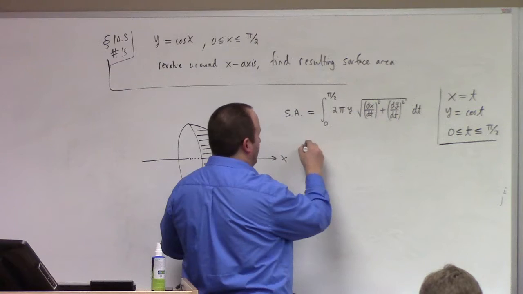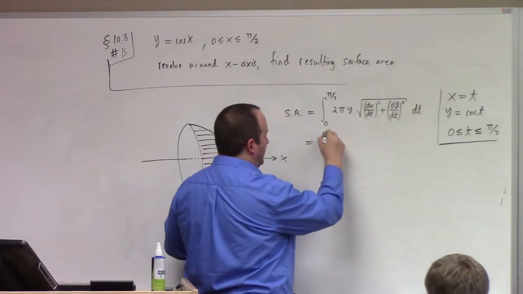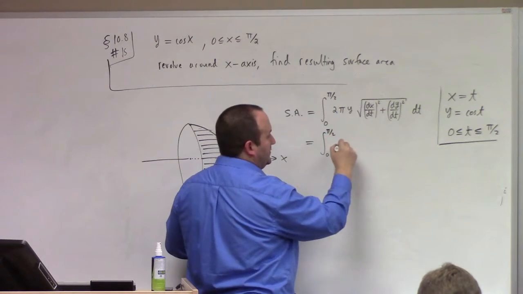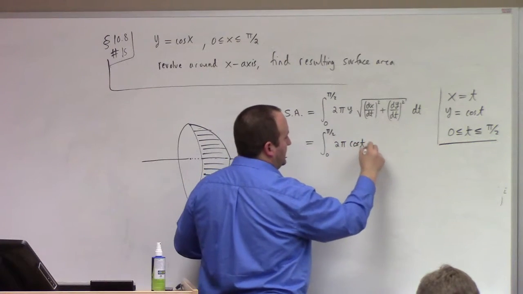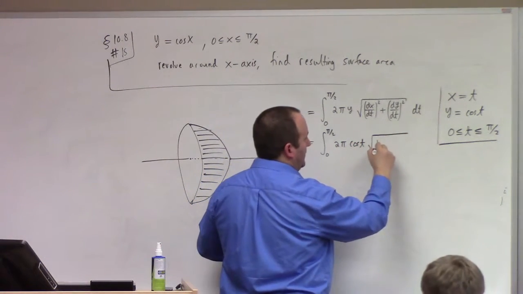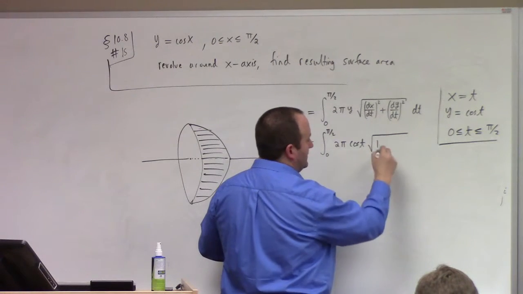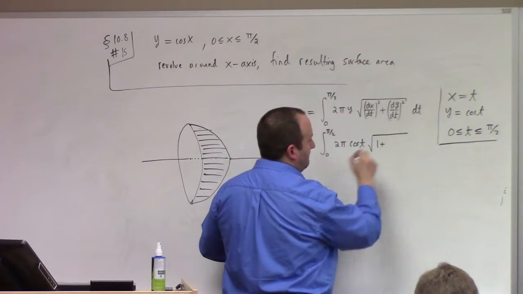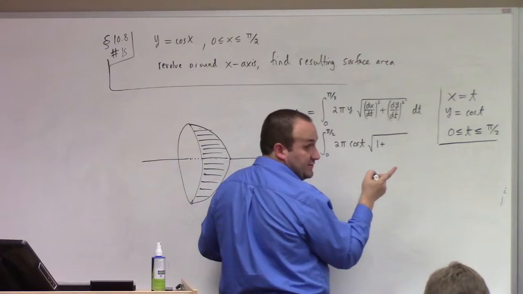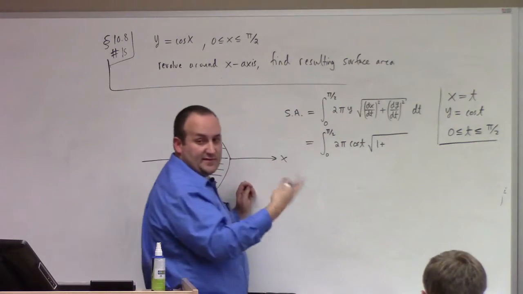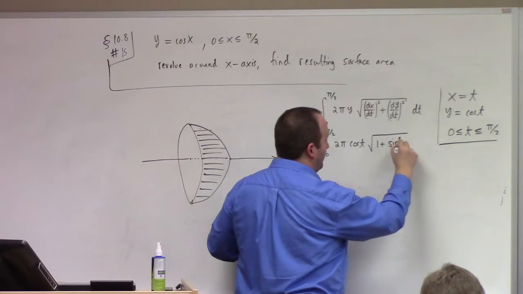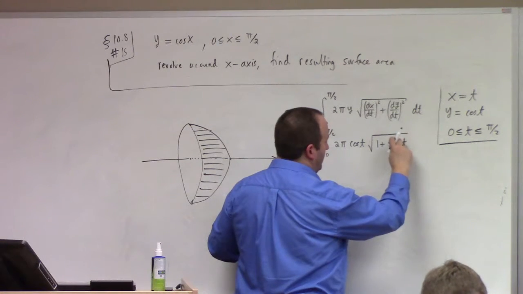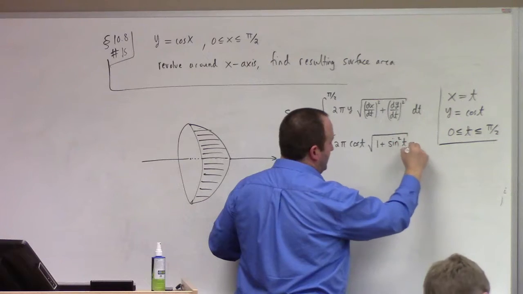The book probably has a standalone formula for this, but I forgot to look. So 2 pi cosine t times the square root of 1 plus... what's dy/dt? It's minus sine t, but you square that and the minus goes away. So we just have 1 plus sine squared t, and then dt.